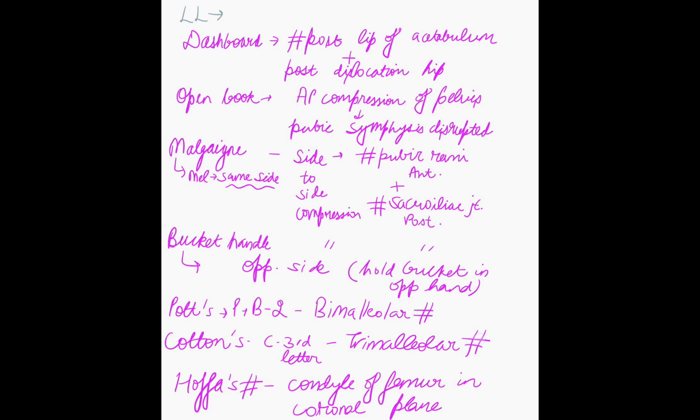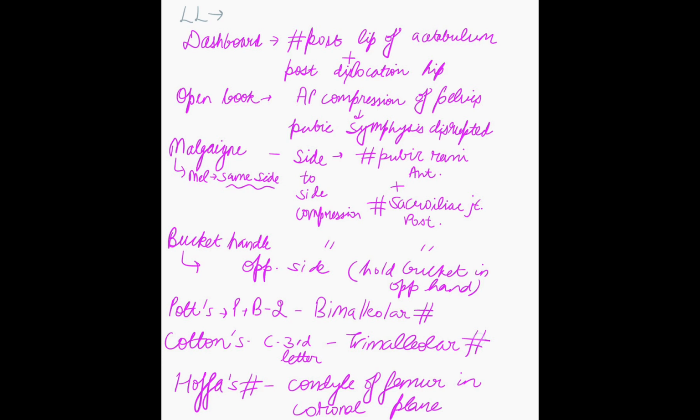So side to side compression fracture of the pelvis: fracture of the pubic rami anteriorly and fracture of the sacroiliac joint posteriorly. If there is a same-sided fracture of the pubic rami and sacroiliac joint, then it is called Malgaigne. And in the bucket handle view, like two persons holding a bucket, they hold from opposite sides. So bucket handle fracture is an opposite side fracture.